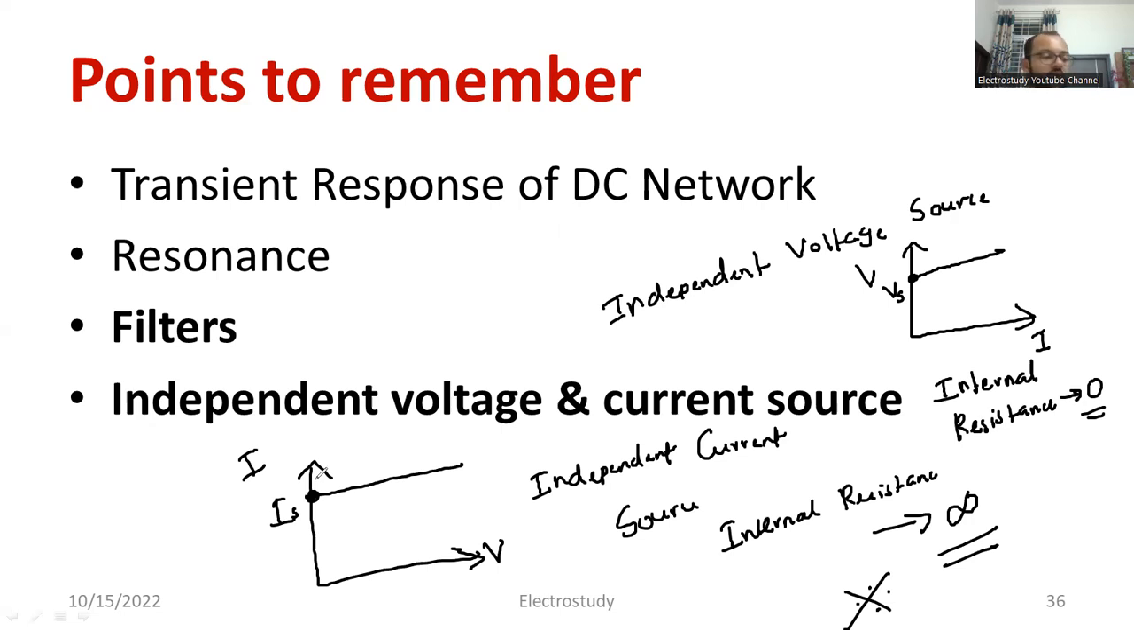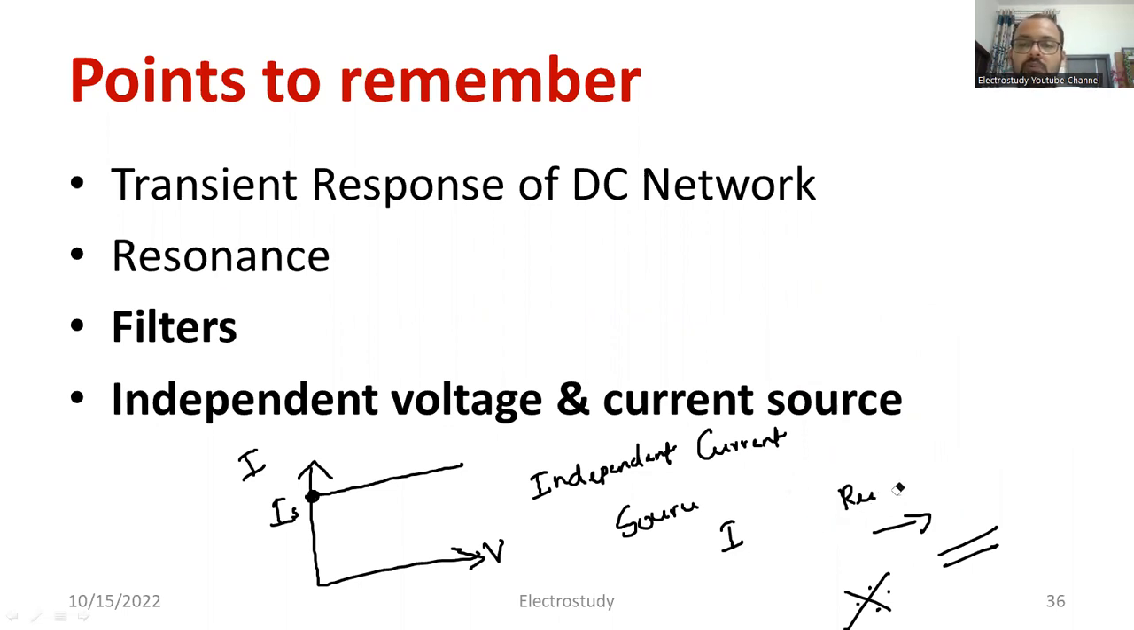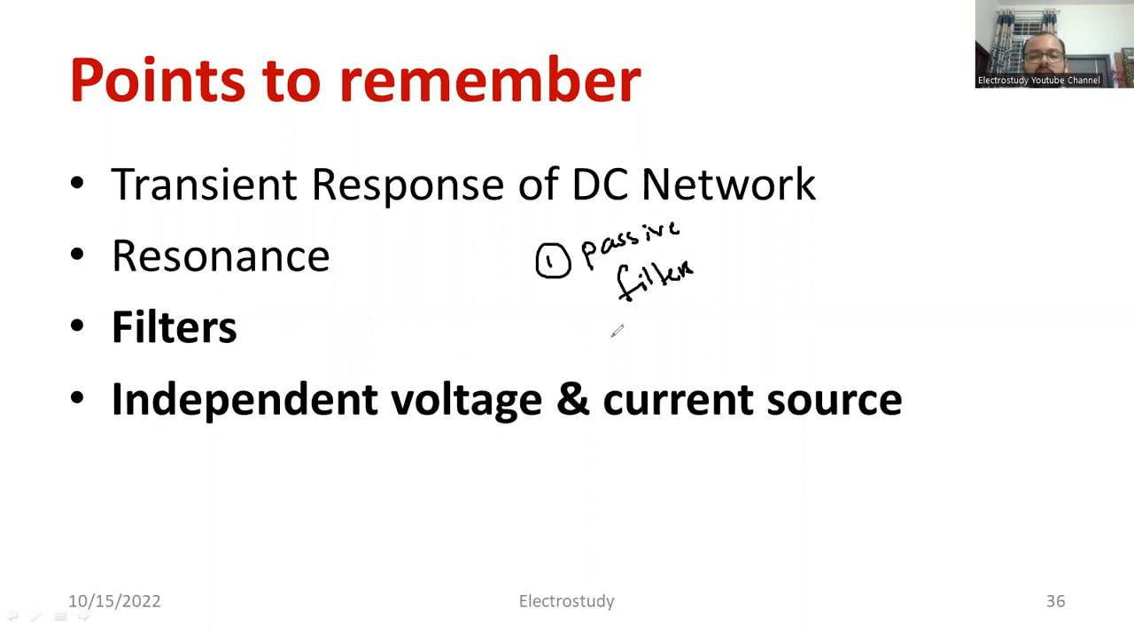Now let us recall something about filters. Whenever you are studying the rectifier, you have used one capacitor filter. Why is a filter required? What is the purpose of a filter? The application of a filter in a rectifier is to remove the ripple content. Correct? That is the purpose of a filter in case of a rectifier. Likewise, filters can be divided into two types. Number one, passive filters. Another one is active filters.